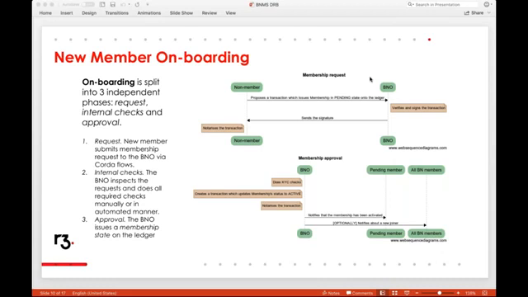So after all the checks have been done, the BNO can unilaterally approve the membership and move it to the approved status. And that's the point where the member can start transacting on the network.